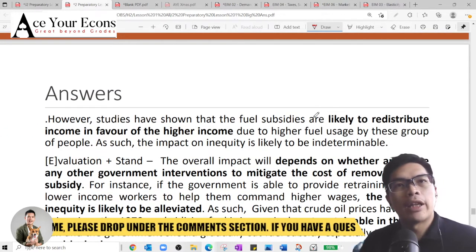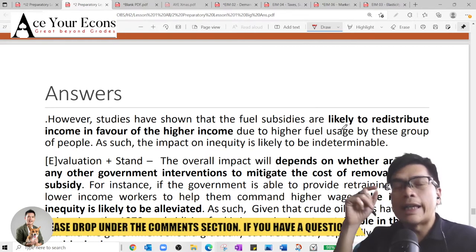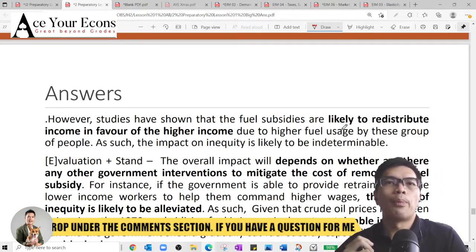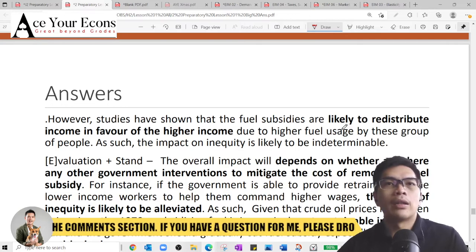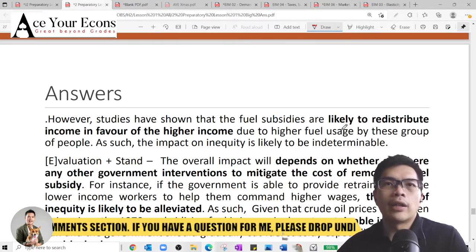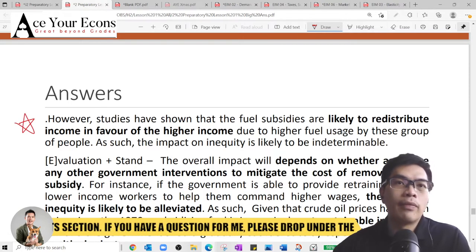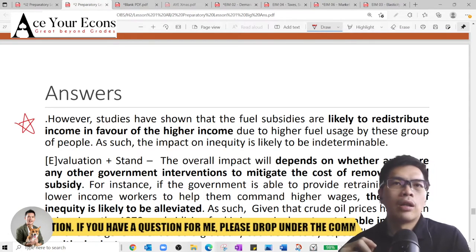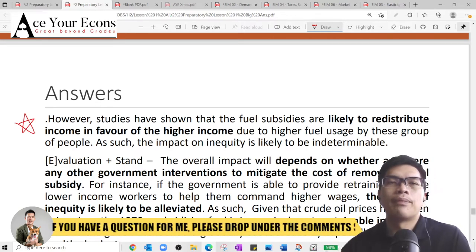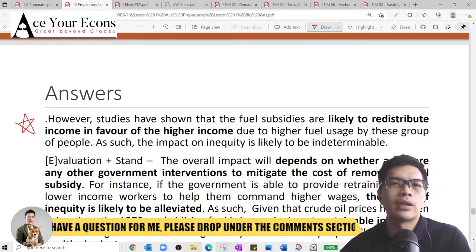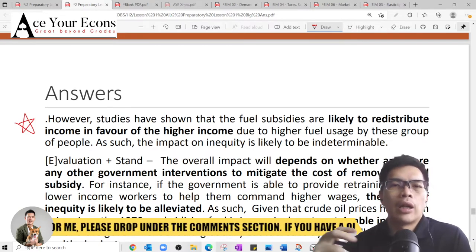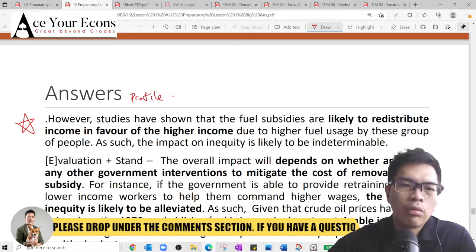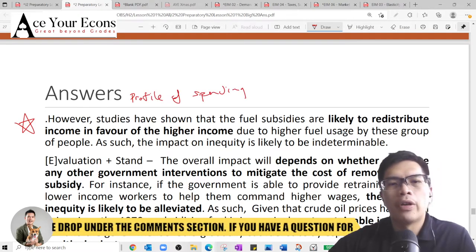So this is a quick limitation for equity. The intent of fuel subsidy is to protect lower income earners. That's why we don't want to cut it. If not, they'll be priced out of the market. But more often than not, please put a star here. This is a very usual way to critique fuel subsidy, or inequity or fuel-based problems. We often see that fuel subsidy ends up favoring the higher income earners. Why? It's all about profile of spending.